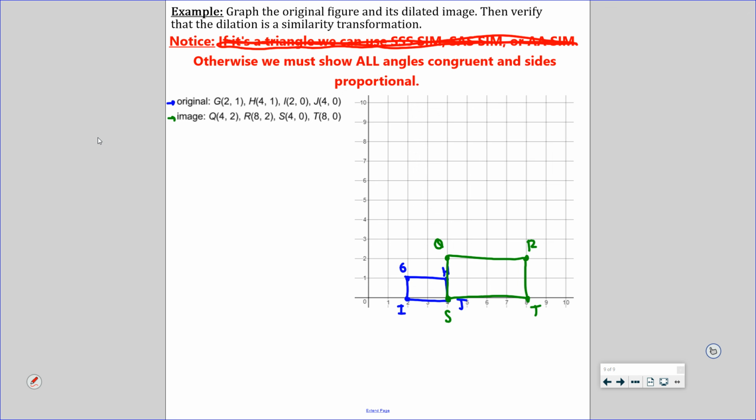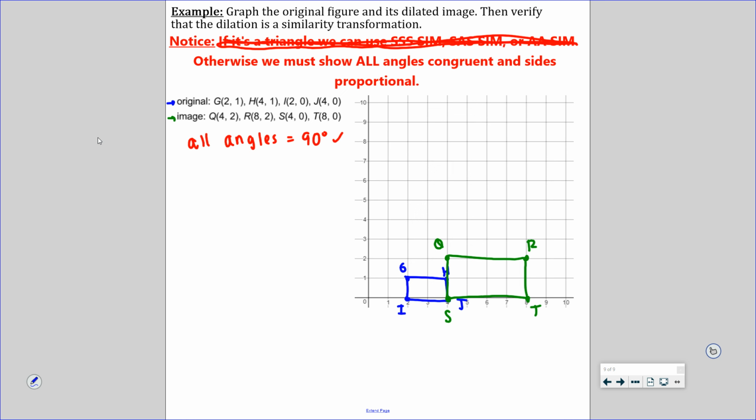So we have to show that all the angles are congruent. But this is a rectangle, so all the angles are what? 90 degrees. 90 degrees. Boom. Done. All angles are right angles, so they're 90 degrees. So we got to show that, and we have to show that all four sides are proportional. Now with rectangles, because the opposite sides are always congruent and parallel, it's not too bad. And especially look where these rectangles line up, right on vertical and horizontal grid, so we can just count.